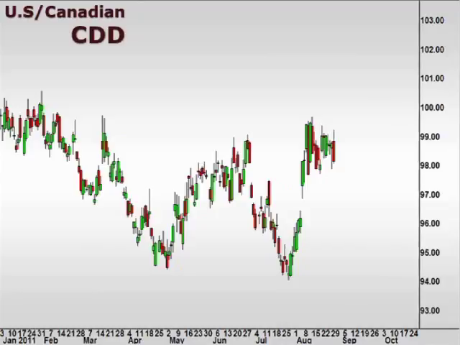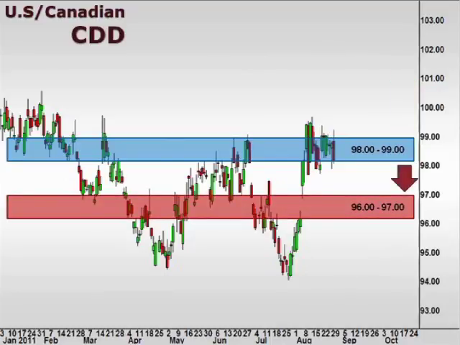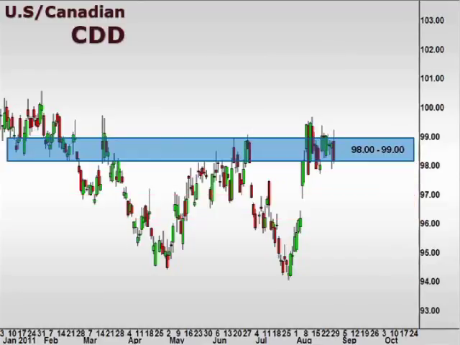Let's take a look at the U.S. dollar versus the Canadian dollar, as seen here in the ISE FX Options Pair Value CDD. Well, the CDD continues to consolidate within the 98-99 focal zone. Now, a break above 99 opens the window for a continuation higher. A break below 98 could open the window for a retracement as low as the 96-97 focal zone.